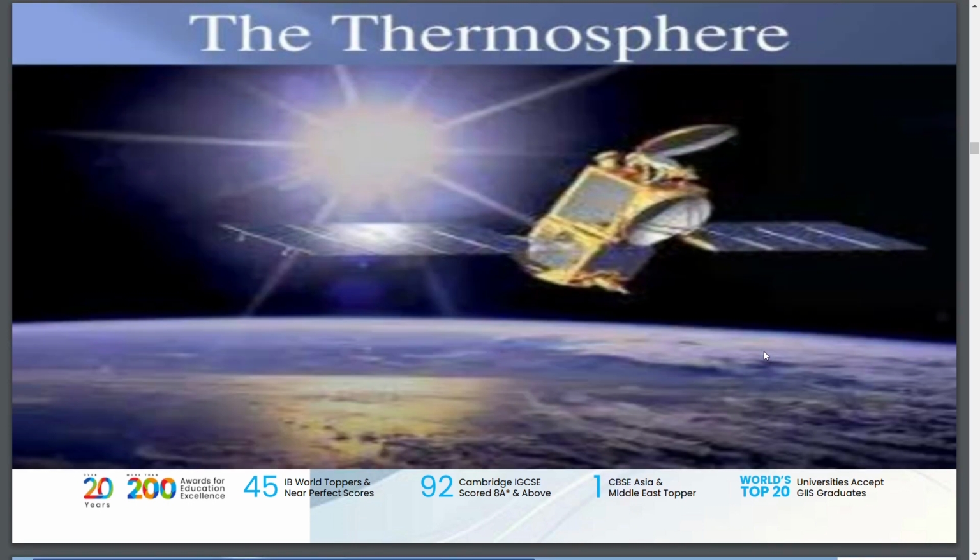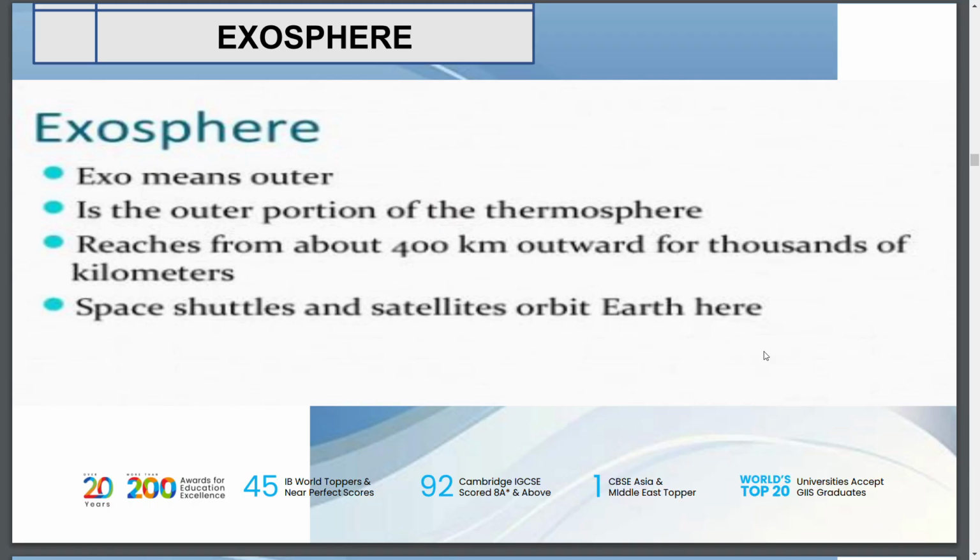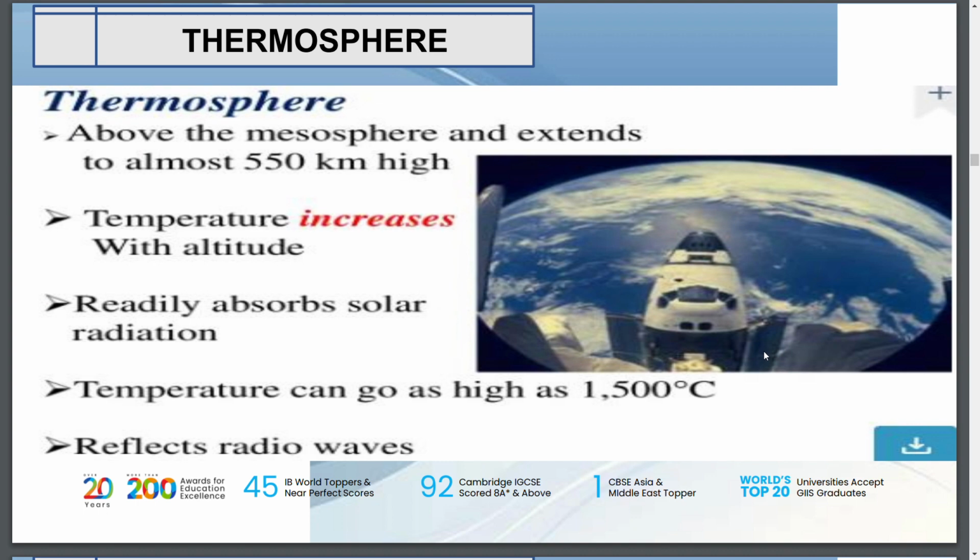Let's move on to the thermosphere. The thermosphere is above the mesosphere and extends almost up to 550 kilometers high. Temperature increases with altitude, so it readily absorbs solar radiation. Temperature can go as high as 1000 degrees Celsius. It reflects radio waves, as you can see here.